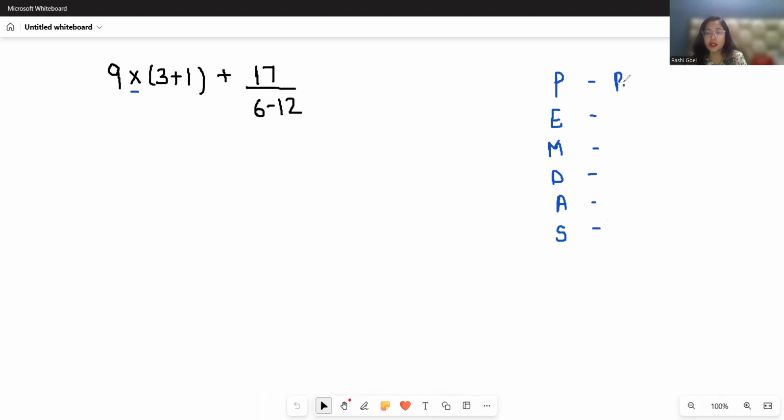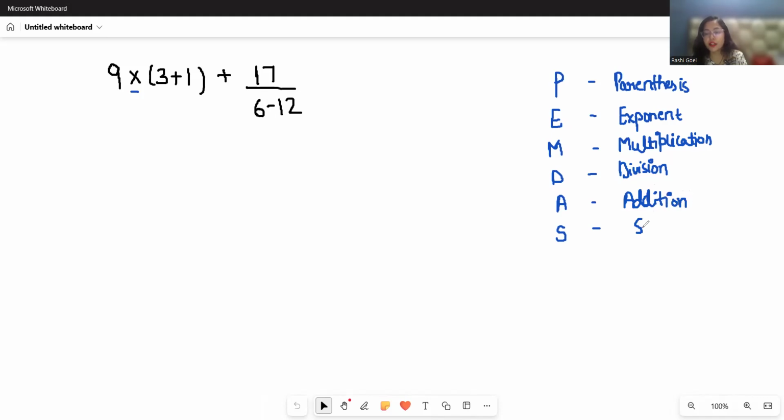So first, if parenthesis is given, then first solve the parenthesis, then exponent, then multiplication, then division. Multiplication and division both have the same priority. You just need to solve from left to right. Similarly, A stands for addition and S stands for subtraction. Addition and subtraction also have the same priority. Just solve it from left to right.